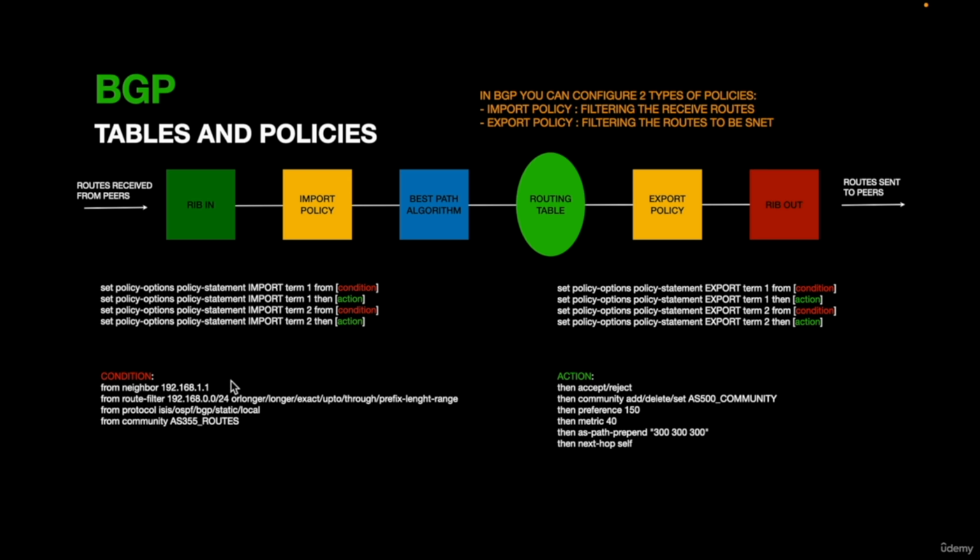192.168.1.1, from route filter 192.168.0.0/24, or longer, exact, up to, through, prefix length, from protocol ISIS, OSPF, BGP, static, local, from community, AS path routes, and we can also have an action. We have accept, reject, add, set, delete, community, preference, metric, AS path prepend, next hop self, and so on.